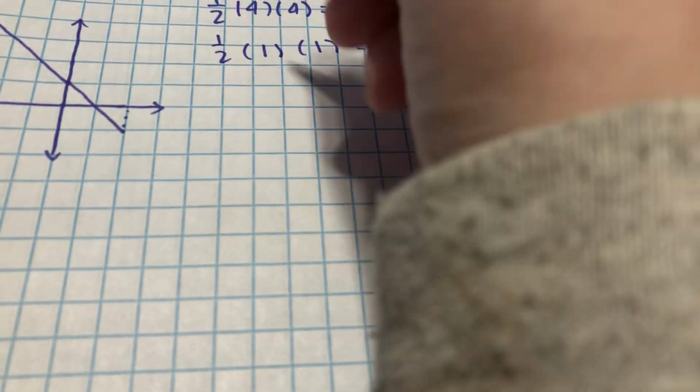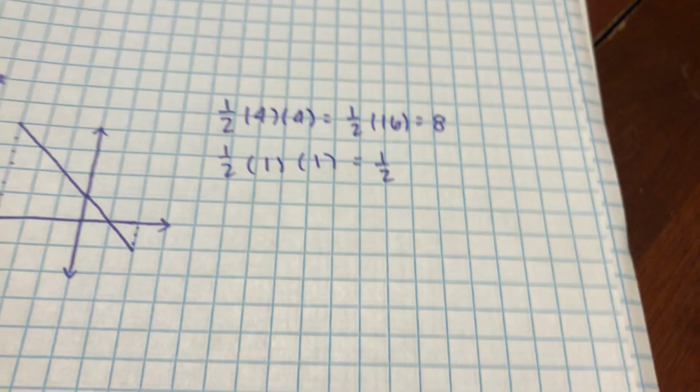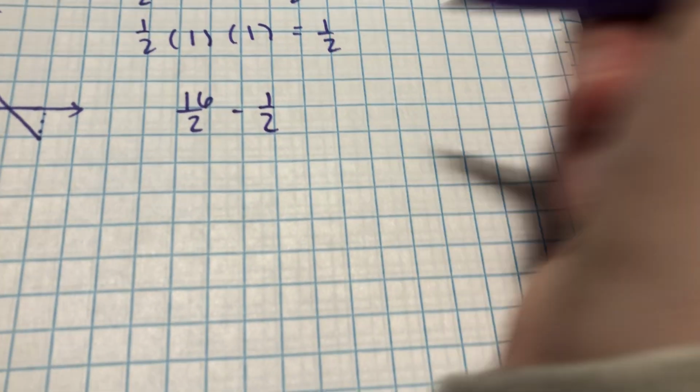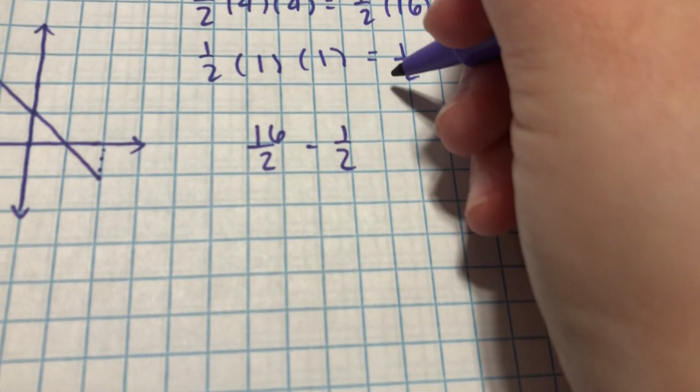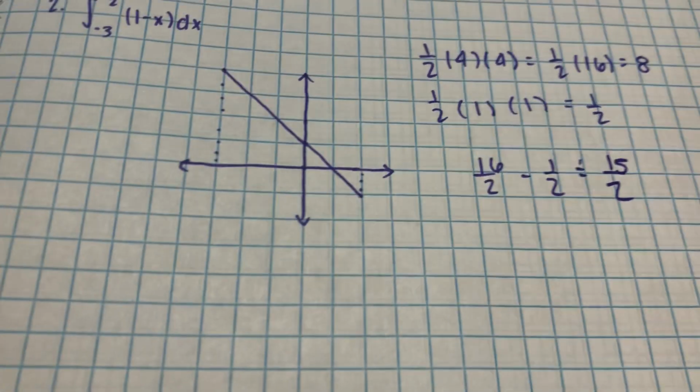So what we're going to do is 8 minus 1/2. We're going to make 8 and 1/2 have a common denominator, so 8 times 2 is 16. So we're going to have 16 over 2 minus 1 over 2, and then we end up with 15 over 2, and that is the area of this graph right here.